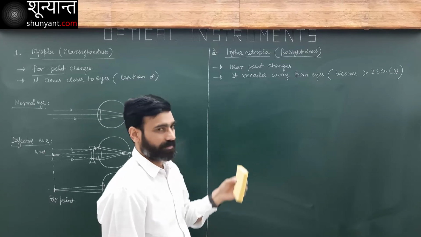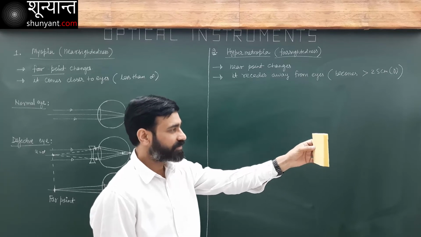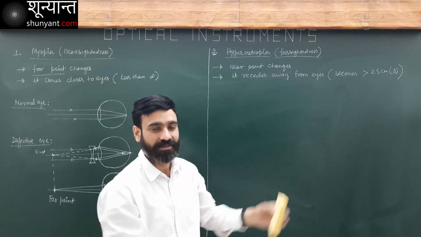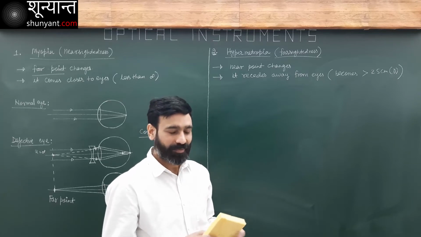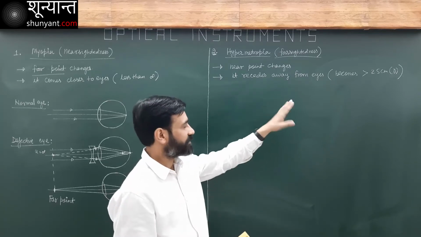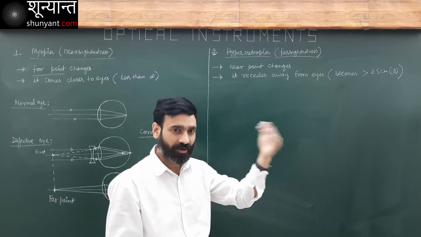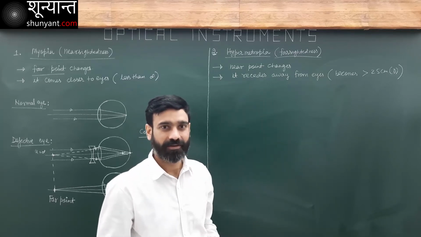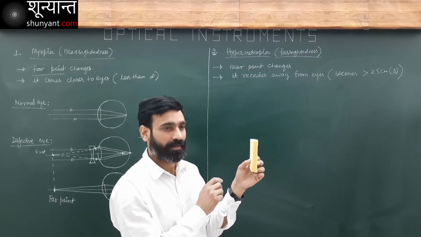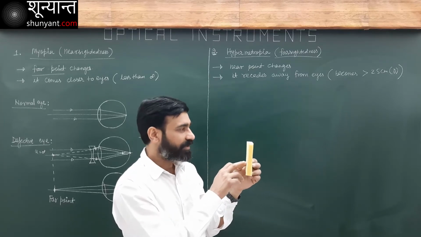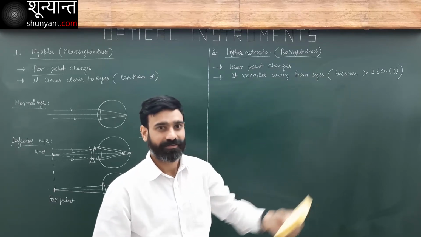In this defect, the near point recedes. That means if the object is kept before this point, I cannot see it. That is the meaning of near point. For a normal person, the near point is 25 centimeter. With this defect, the near point recedes away. Let's say it becomes 50 centimeter. So if the object is at 25 centimeter, I cannot see it. And if I keep the object at 50 centimeter here, then I can see it.